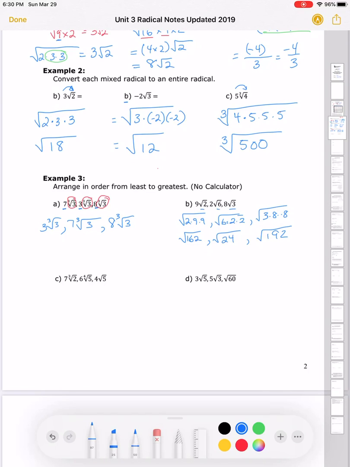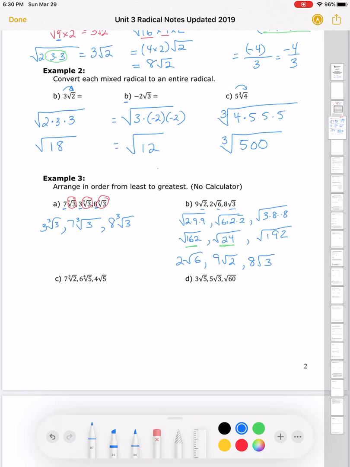Now we can compare them because we're looking at them just as entire radicals. Looking at that, it's just what is smallest? It's root 24, so that would be our smallest, so that would be 2 root 6. Next smallest is root 162, so that would be 9 root 2, and then 8 root 3 would be our largest, okay?